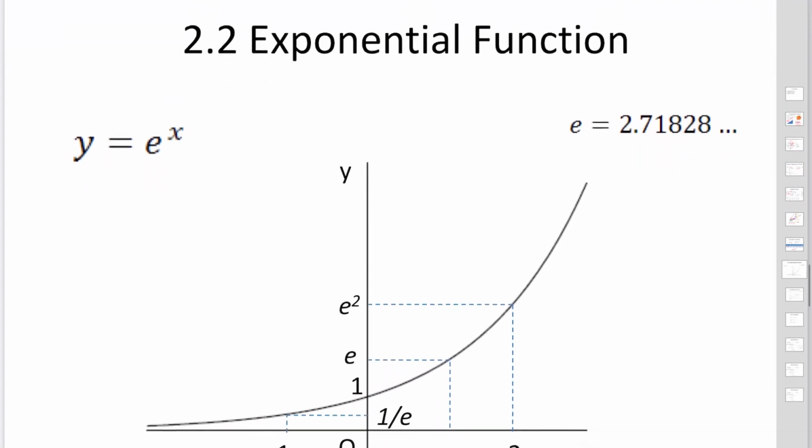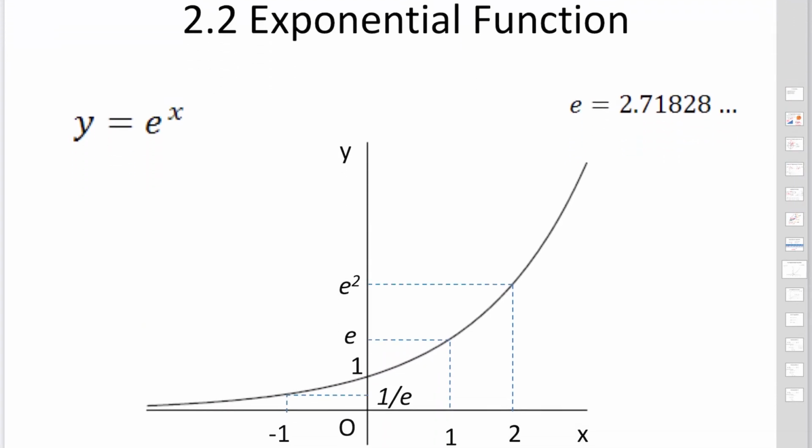Using Napier's number, we can define the exponential function, y equals exponential x. In this case, e is larger than 1. If you substitute x equals 0, it becomes 1. If you substitute x equals 1, it becomes e, which is 2.7 and so on, so it's larger than 1. If you substitute x equals 2, it's e squared, which is larger than e. So if you substitute various x, you can draw the curve. This is the exponential function.